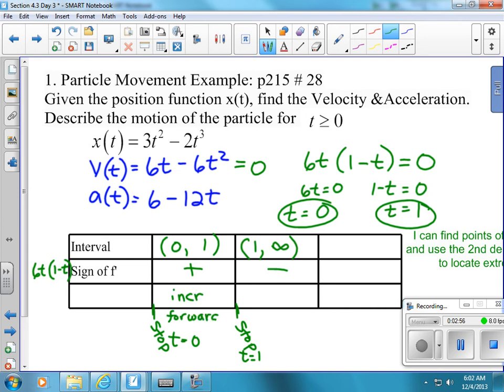So at t equals 0, we're stopped. Then our particle moves forward. Our particle stops when the time is 1, and then it moves backwards from now until infinity. Okay, so that is basically describing the motion of our particle, and you could actually write that in words.